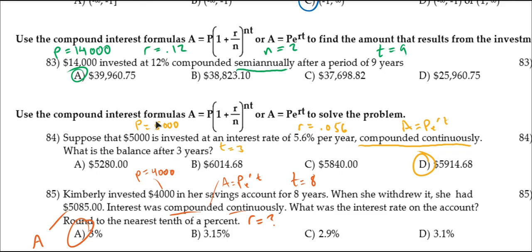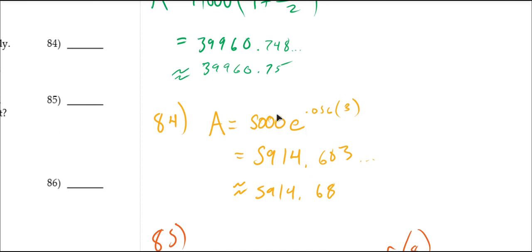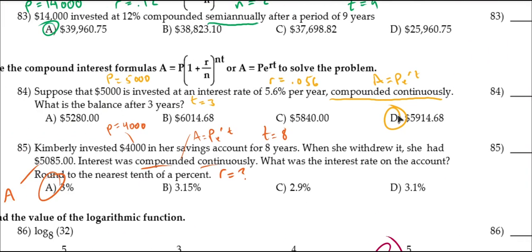Question 84 is similar in that it is asking for the balance in the account, or asking for A. They've given us P, they've given us R, and they've told us it's continuously compounded, which means we use this formula instead, which really only has the parameters P and R and the variable T in it. So plugging in what they told us, 5,000, .056 for our rate and 3 for our t, we wind up with this number here. That's the amount in the account, which is answer D.